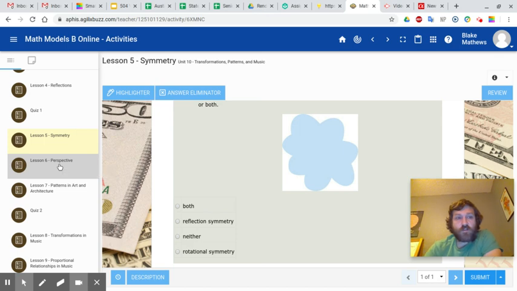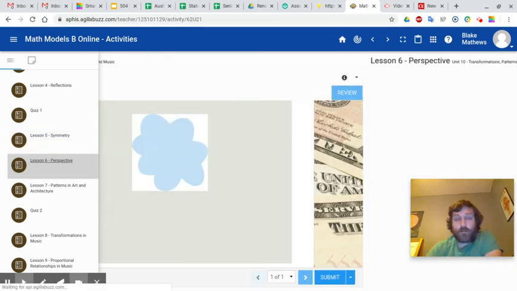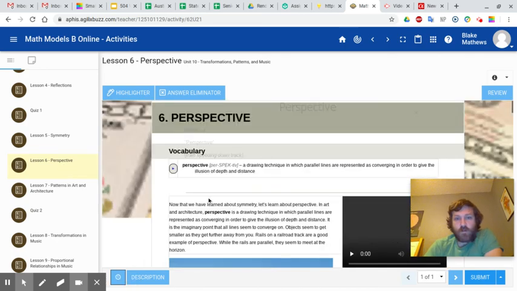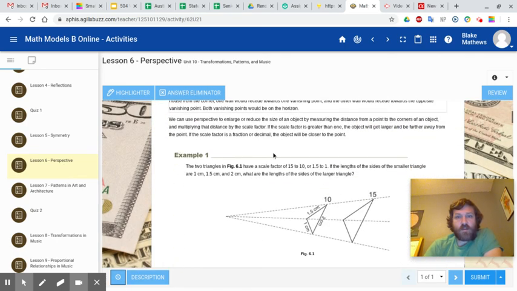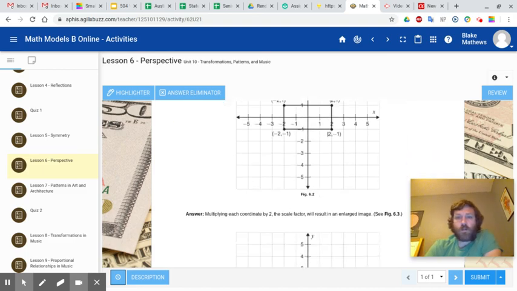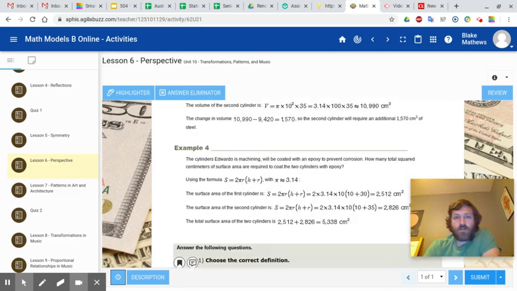So jumping over to Lesson 6, perspective. This is dealing with the way that three-dimensional shapes are looked at in mathematics. Perspective is like saying, how do I show that things that are closer in view are actually larger than things that are further away in view? Even though they might be the same size, my perspective shows that things that are closer are larger. So it deals with things like scale factor.